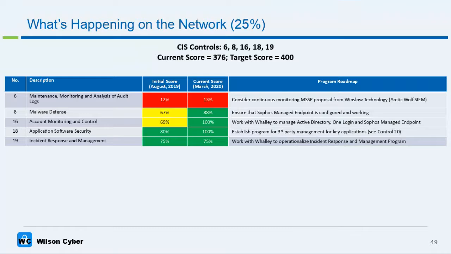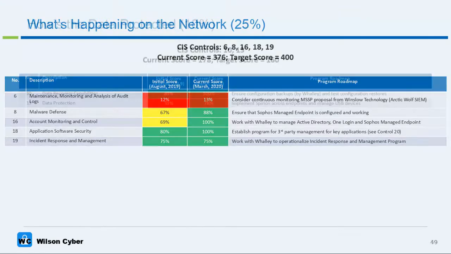What's happening on the network, 25% of the total. CIS control 6, 8, 16, 18, 19, and we're really in pretty good shape with this. The one that we're not doing so well is logging monitoring. We're only at 13%. We should look at continuous monitoring from Winslow Technology, Audit Wolf SIM, which is a MSSP. Beyond that, we're at 88% with malware defense, account monitoring. We want to look at Active Directory login and Sophos managed endpoint, application software security, third-party management program, as well as incident response and management, where we're going to work with Wally.